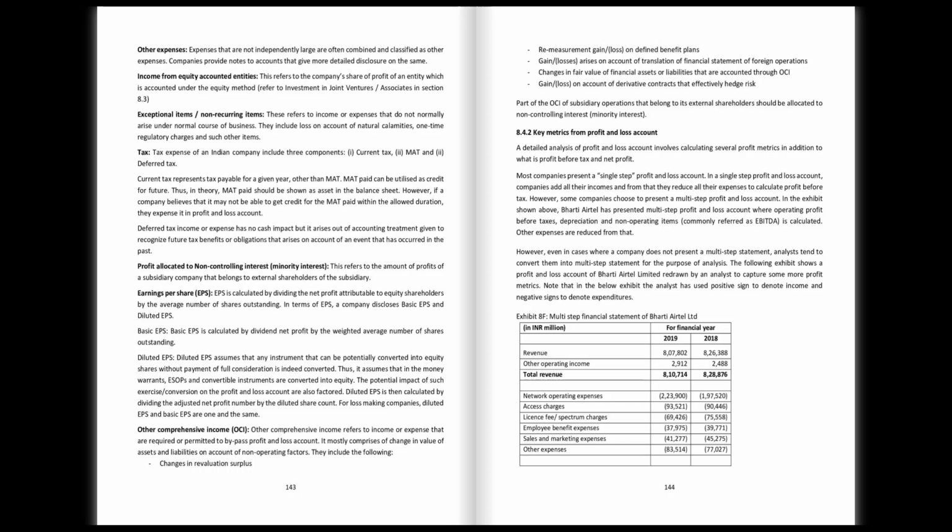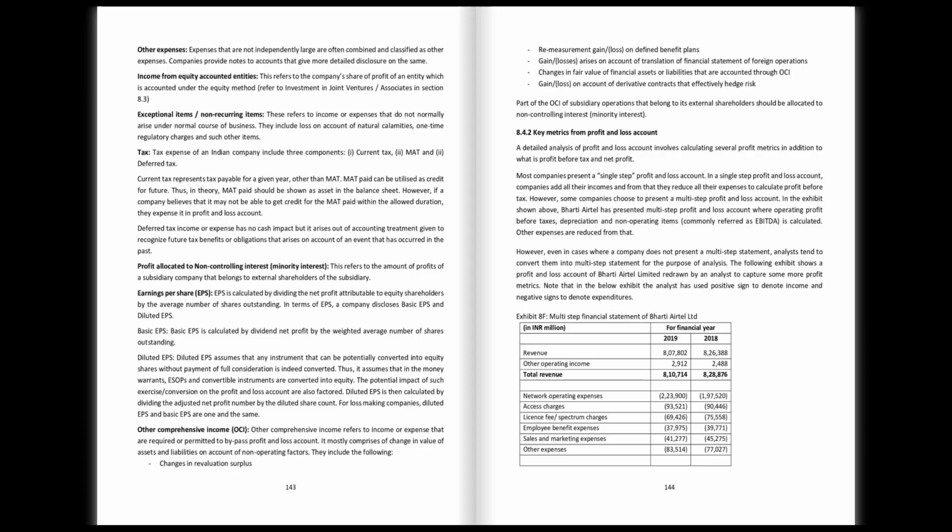Gain/loss arises on account of translation of financial statement of foreign operations. Changes in fair value of financial assets or liabilities that are accounted through OCI. Gain/loss on account of derivative contracts that effectively hedge risk. Part of the OCI of subsidiary operations that belong to its external shareholders should be allocated to non-controlling interest, minority interest. Key metrics from profit and loss account.